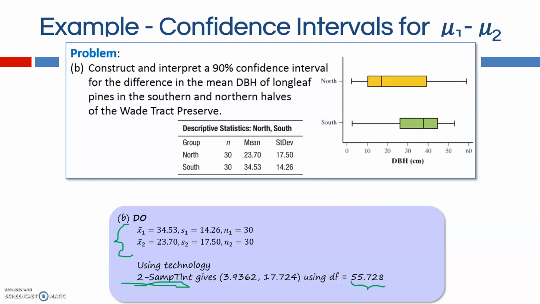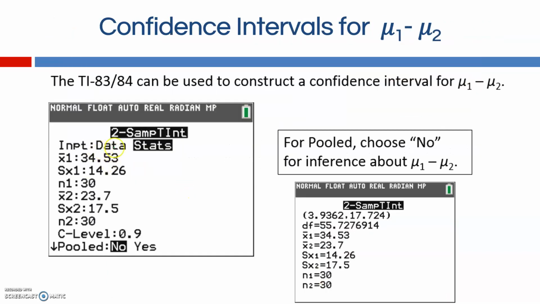Okay, so here's what the screen looks like. Instead of inputting data, because you don't have the list of the actual data and you have the stats, you're going to highlight stats. So you go stat test, find the 2-sample t interval. Don't go to 2-sample t test either. We're not ready for hypothesis test yet. Go to stats, input the data that's given, x bar 1, standard deviation 1, sample size 1, x bar 2, standard deviation 2, sample size 2.